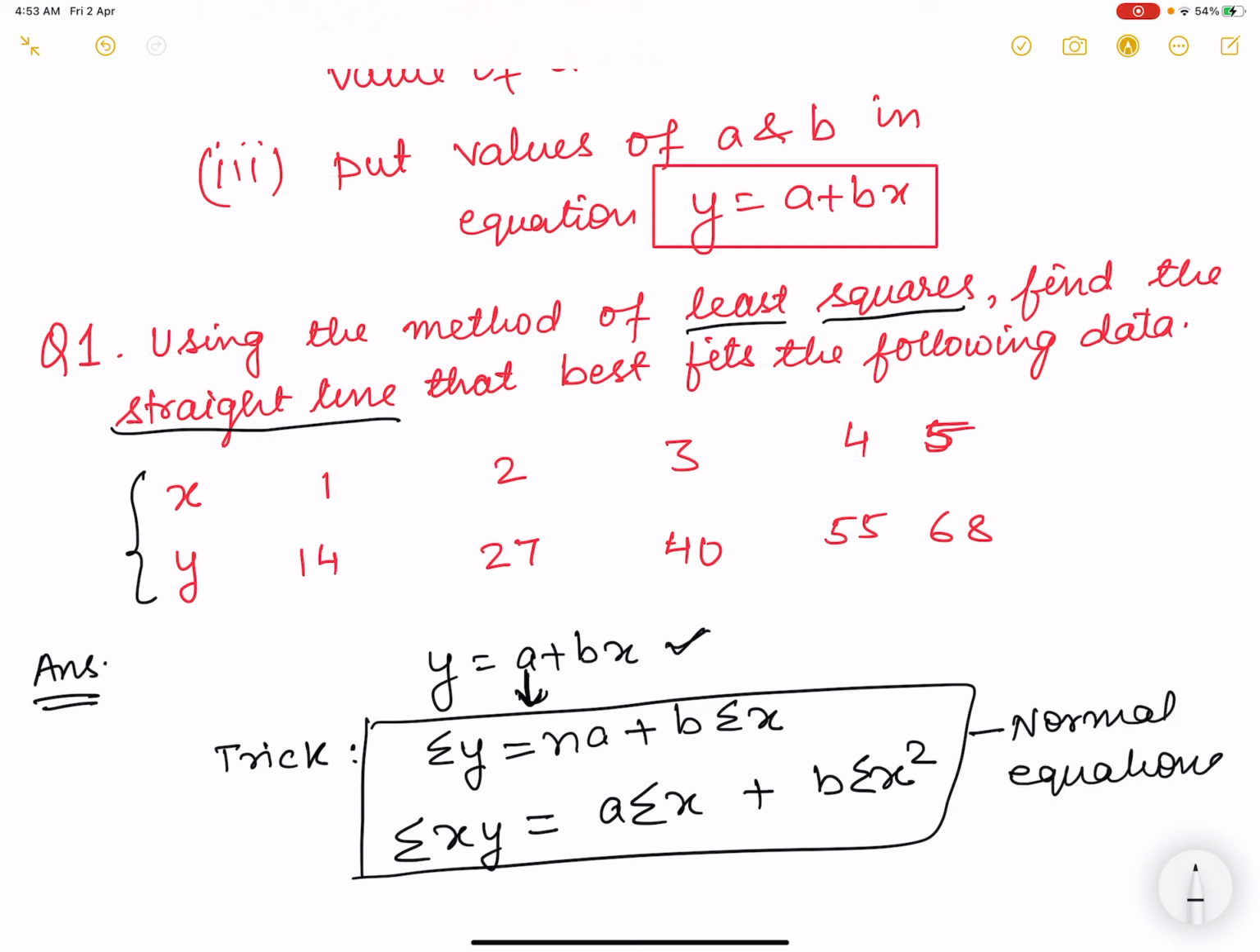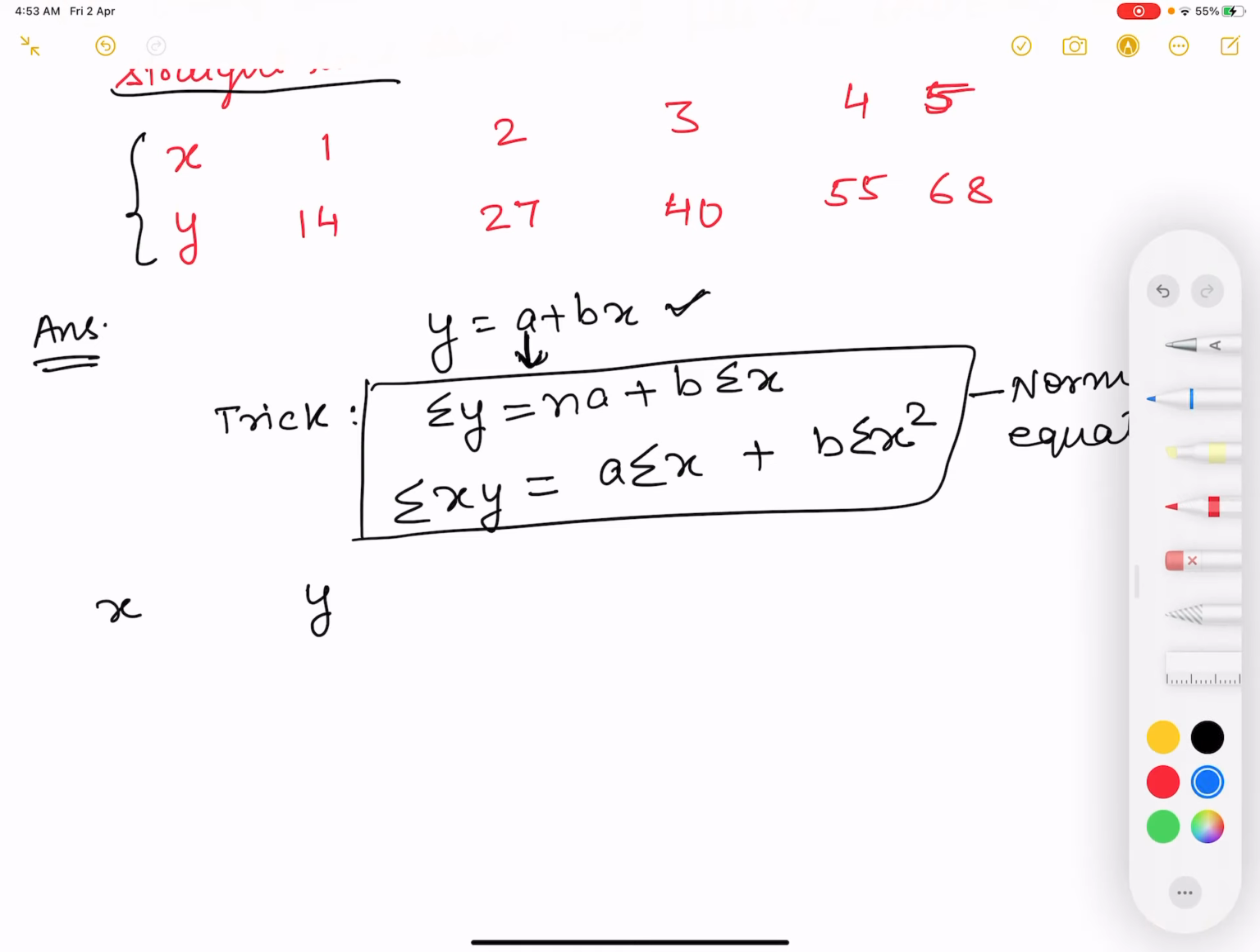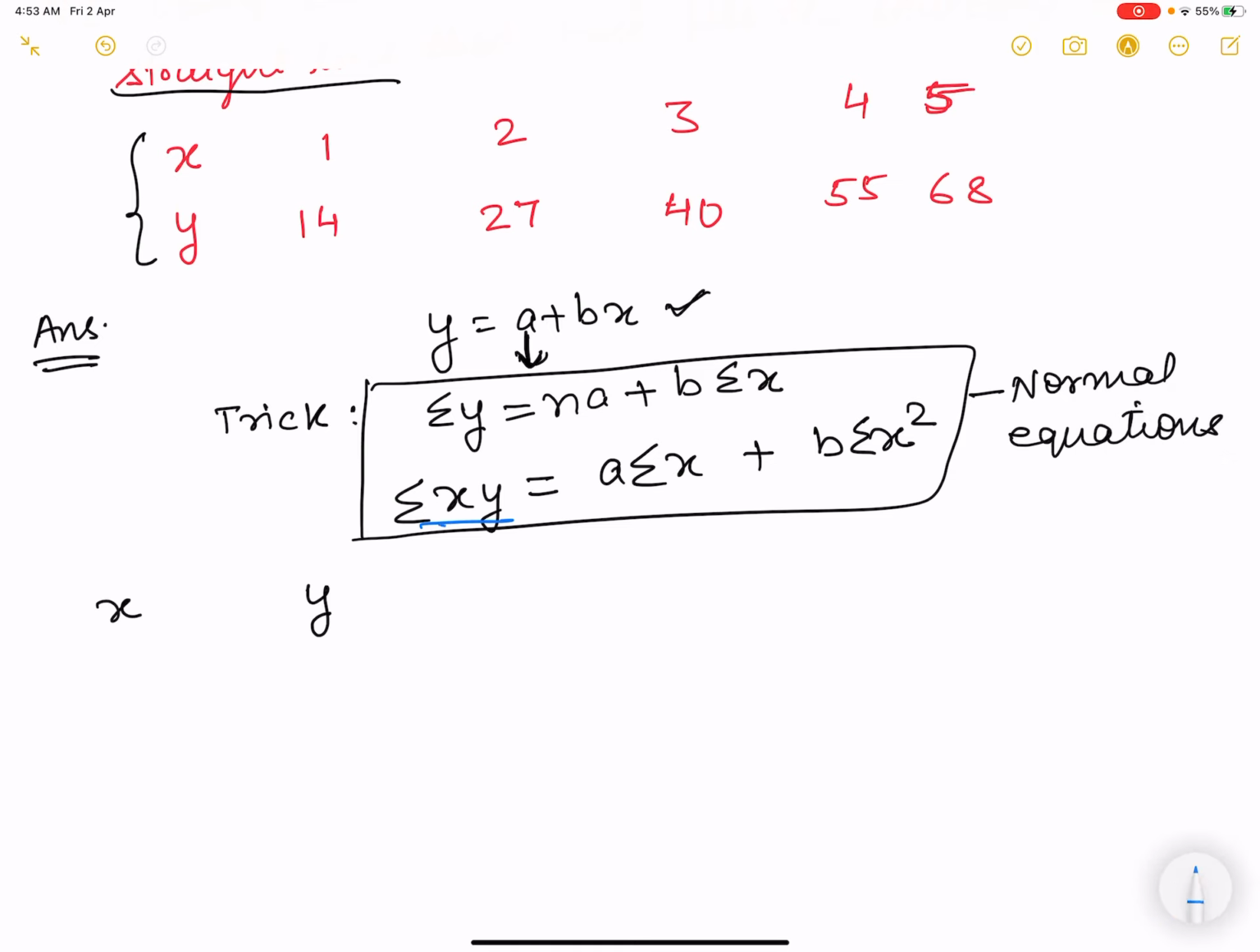If you don't want to derive all these, then you may directly find the normal equations. Now second step is to find these sigma values. Let us do the calculation for this. Make the table x, y. What else do we need? We need xy also, so I'm writing xy. We need x square also, so I'm writing x square.